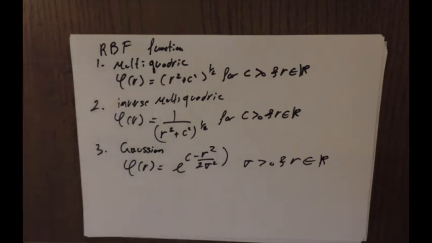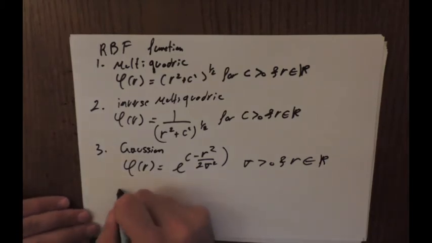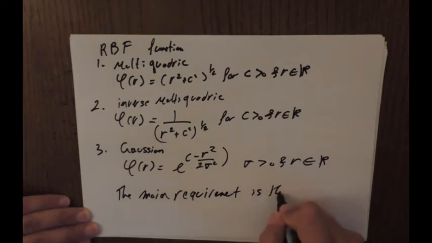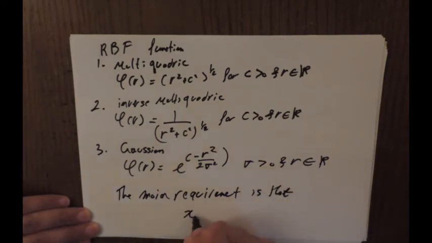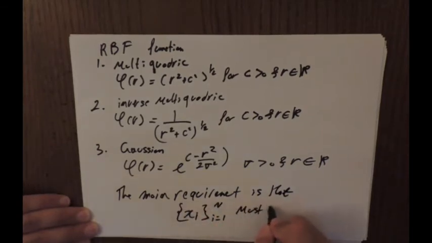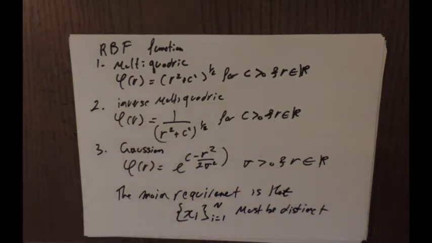So for all the radial functions discussed to be nonsingular, the points xi must be all distinct. So the main requirement here for any of these functions is that xi for i equal 1 to n must be distinct. So we need to clean our data from duplicates before applying any of these RBF functions.